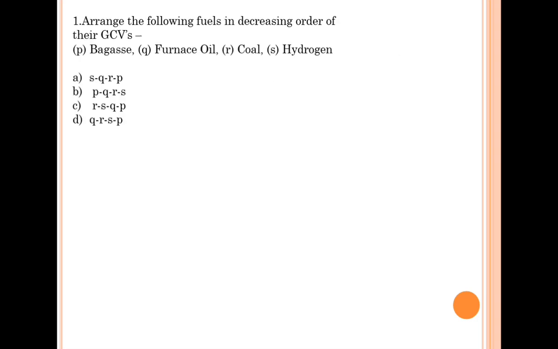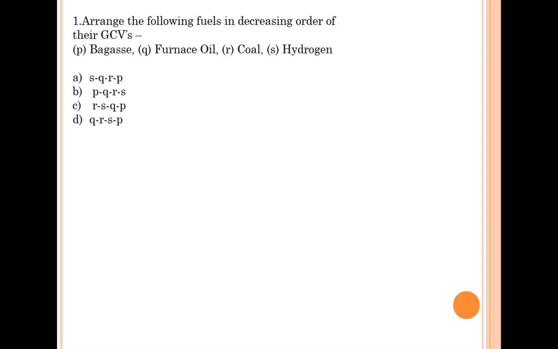So let's start. 1. Arrange the following fuels in decreasing order of their GCVs. Options are bagasse, furnace oil, coal, and hydrogen. From these four options, hydrogen has the highest GCV, that is around 29,000 kilocalorie. As we all know, hydrogen reacts with oxygen to form water and releases 29,000 kilocalorie of energy. Followed by hydrogen, furnace oil has the next GCV, that is 10,500 kilocalorie per kg.